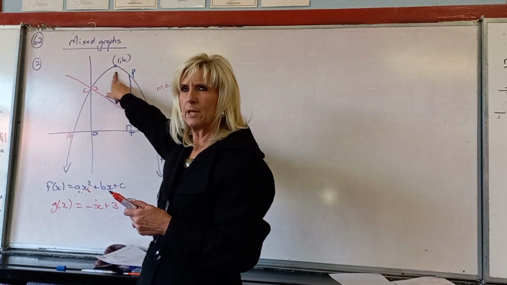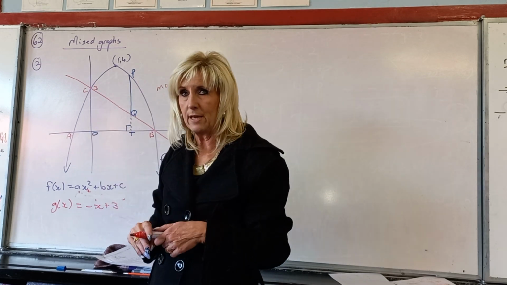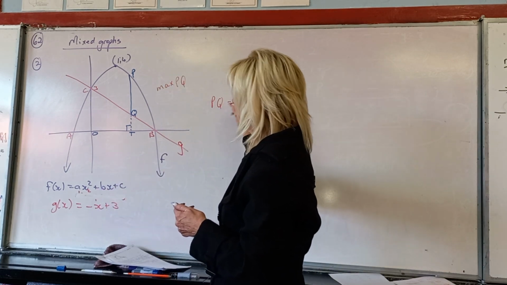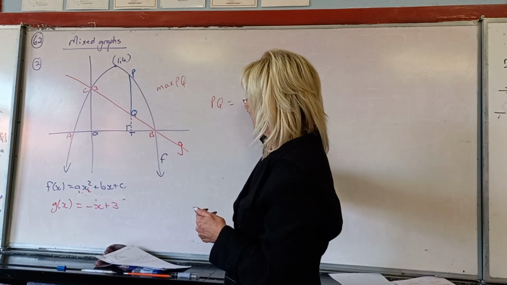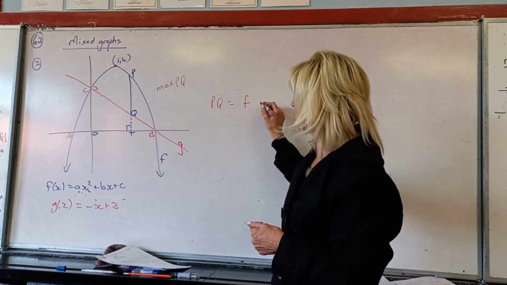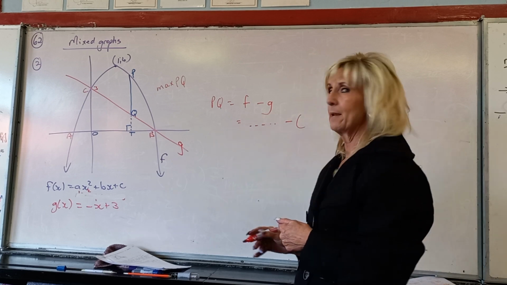Should that be at the turning point? No, not necessarily. But how will I do that then? So I'm helping you here. For PQ, you've got to say the top one, which is the parabola, which is F, minus the bottom one, which is the straight line, which is G. And you're going to have to put in those equations and minus them.